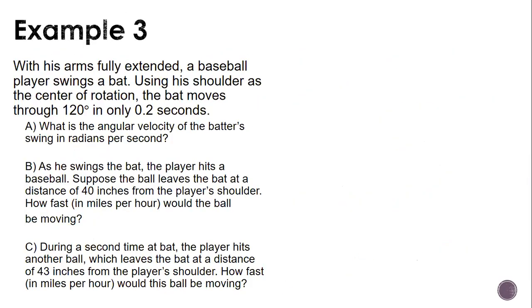All right, let's do another one. So here it says, with arms fully extended, a baseball player swings a bat using his shoulder as the center of rotation. The bat moves through 120 degrees in only 0.2 seconds. What is the angular velocity of the batter's swing in radians per second? Okay, so it says in radians per second. Right here, we know that this is degrees over seconds.